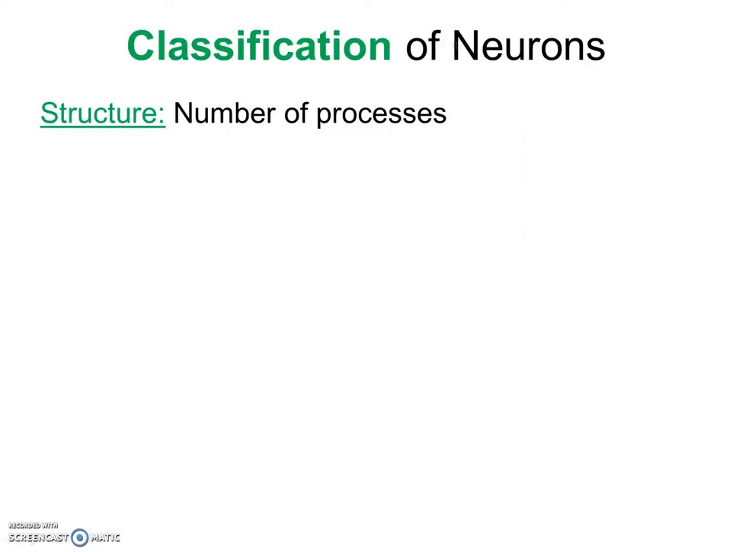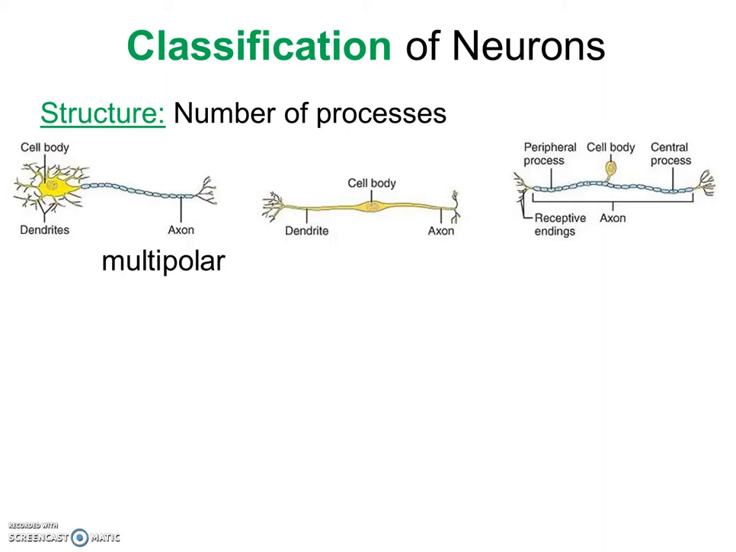We try to organize the neurons into different classes because they are so diverse. There are two main ways we classify neurons. One is by structure, the other one is by function. By structure, we classify according to the number of processes, and those processes are the axons and the dendrites. For example, we've got three different types of neurons here.